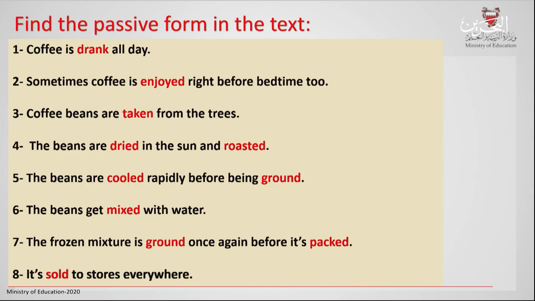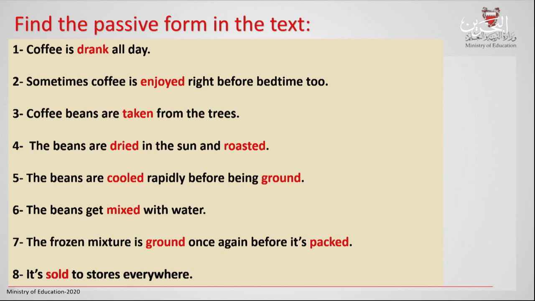Very good. Number 1, coffee is drank all day. Drank is a passive form. Why is it a passive form? Because we don't know who did the verb. Number 2, sometimes coffee is enjoyed right before bedtime too. Enjoyed. We also don't know who did the verb. 3, coffee beans are taken from the trees. Taken is also a passive form, and we don't know who did the verb.